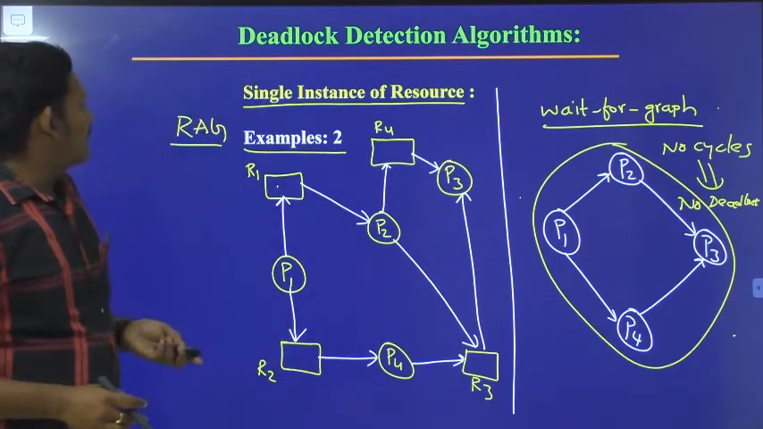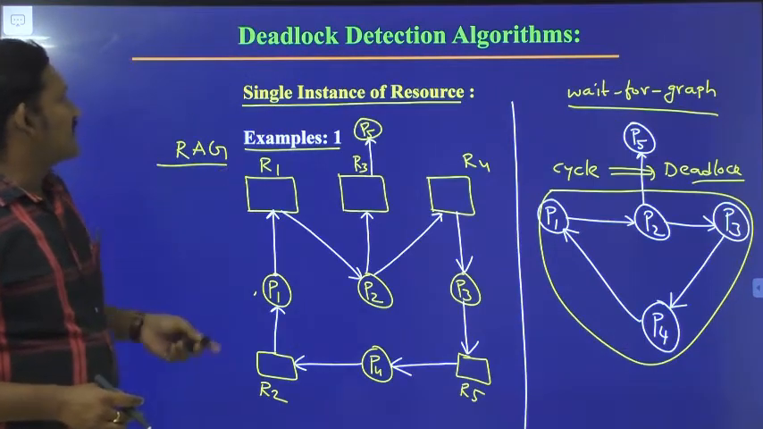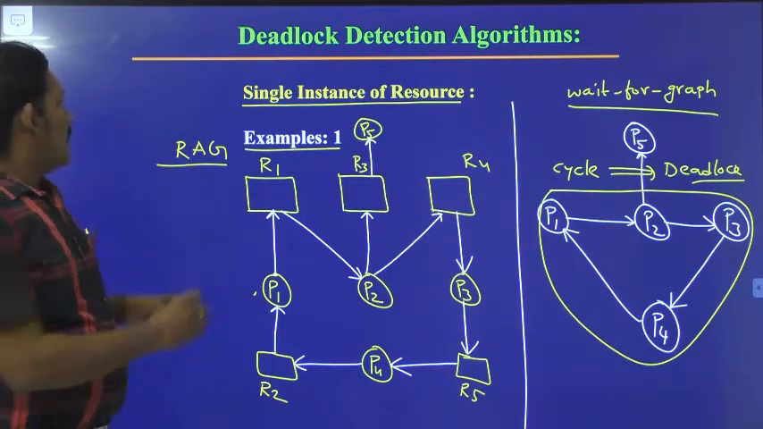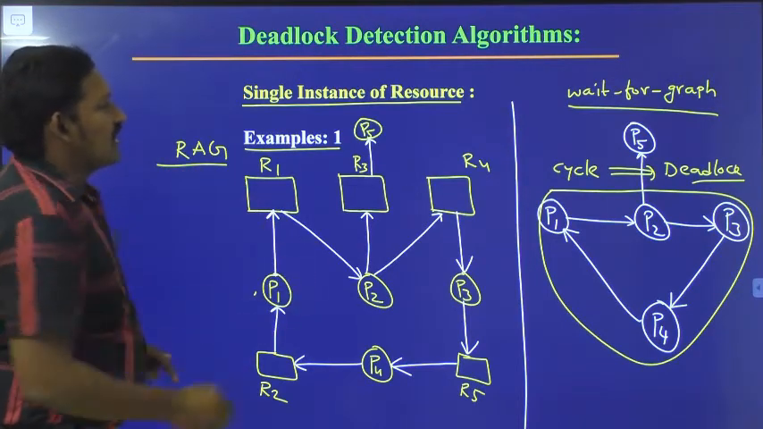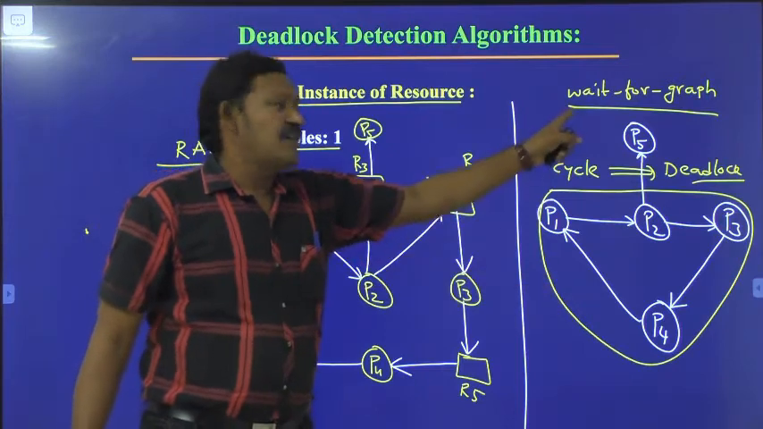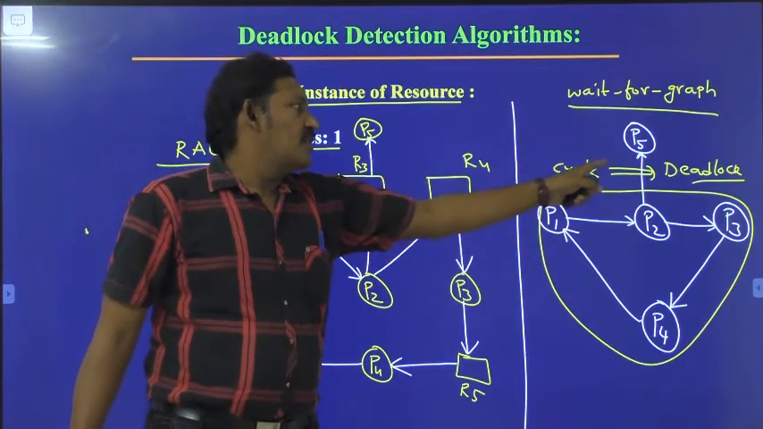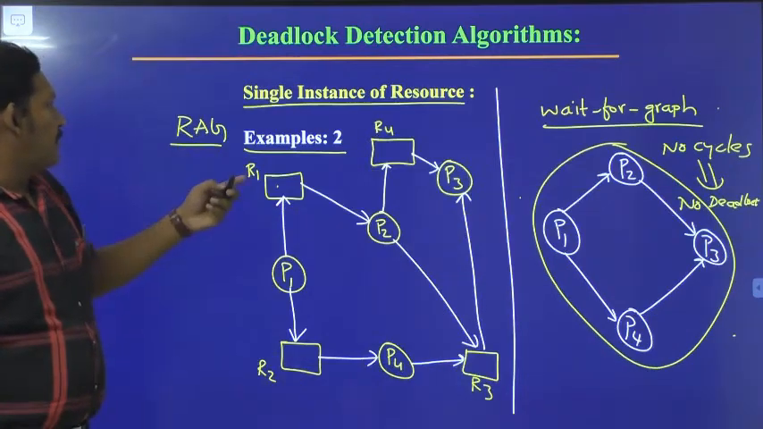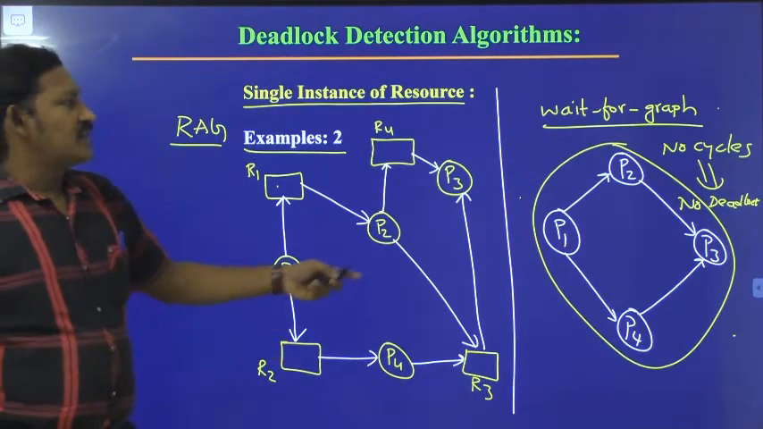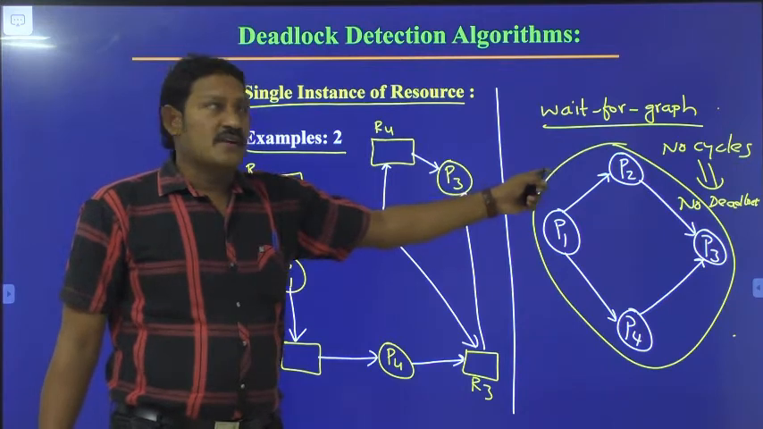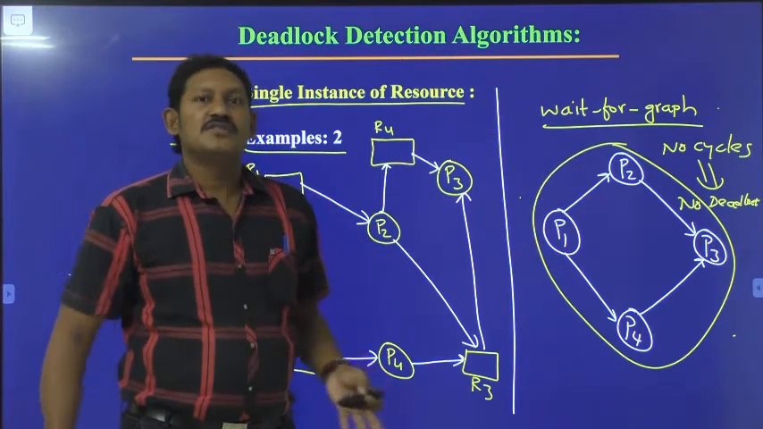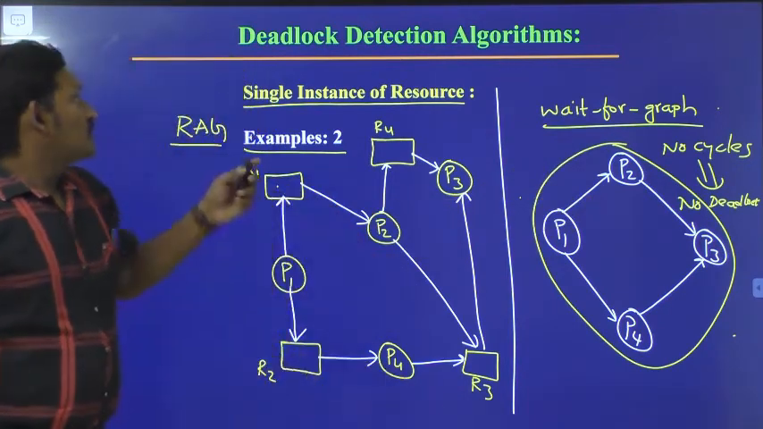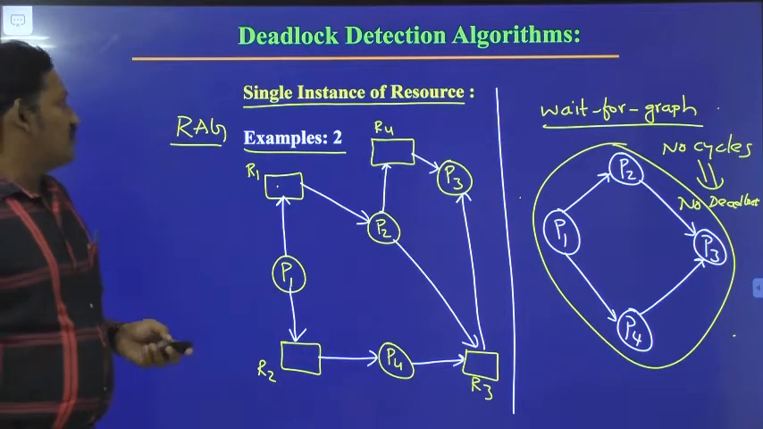Okay, so in the previous example we have discussed, for the given resource allocation graph we considered the wait for graph, and we got the cycles, so there is deadlock there. In the second example, for the given resource allocation graph, we considered the wait for graph, there are no cycles, means there is no deadlock here. Okay, so this is about single instance of resources.